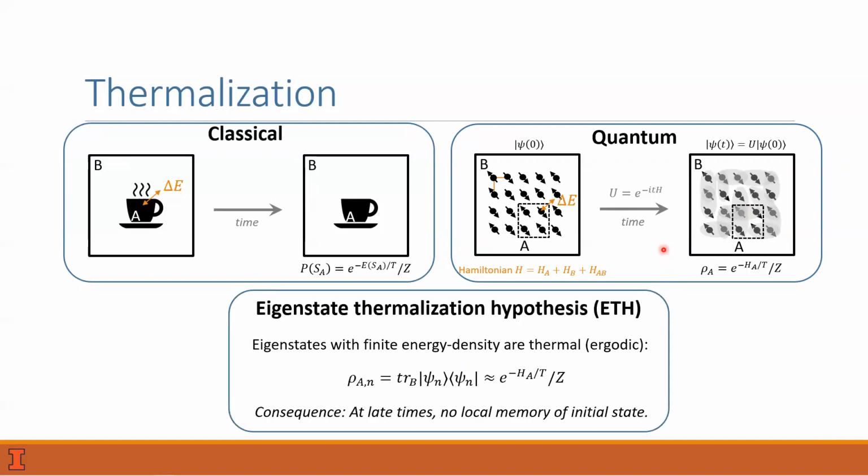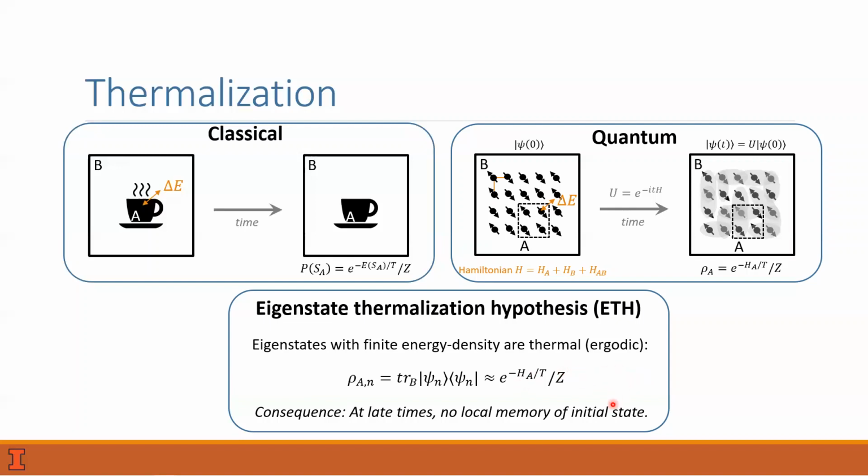Now, how does this happen? How does a quantum system thermalize? People understand this thermalization through the eigenstate thermalization hypothesis, which states that energy eigenstates of the Hamiltonian with finite energy density look thermal, also called ergodic. What that means is if you have an energy eigenstate psi n and you compute its reduced density matrix on subsystem A, it'll look like this Boltzmann distribution. Basically, all eigenstates with similar energies look the same locally. They look like this thermal density matrix.